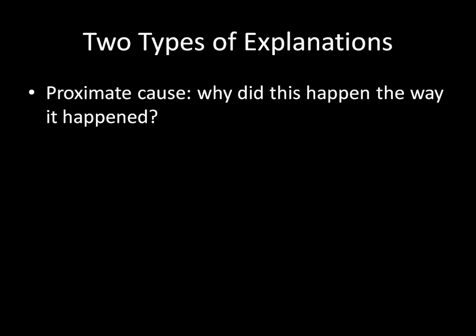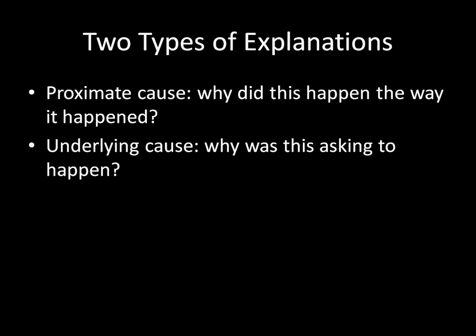Now, to see what these two types of explanations are, let's look at a couple of definitional things here. So first, a proximate cause answers the question, why did this happen the way it happened? So it's very particular, it's very specific. In contrast, an underlying cause answers the question, why was this going to happen? So it's looking for more of a general thing. It might not answer the question, why did this happen right now? But it's answering the question, why was it going to happen this week, in contrast?